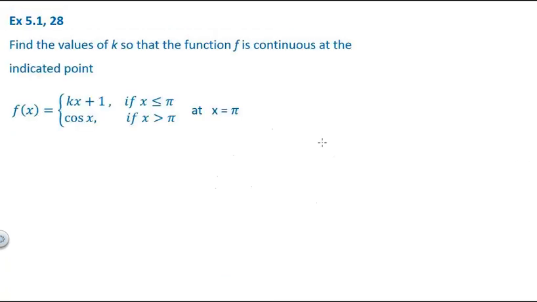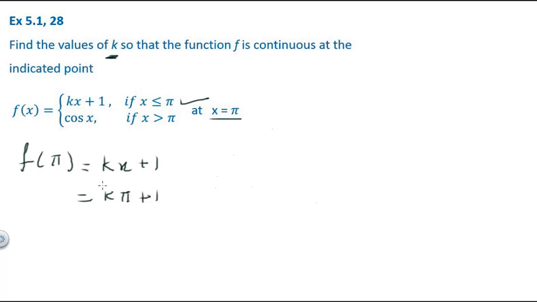Here comes question number 28, which is almost similar to the previous question that we have discussed. In question number 28, they are again asking you to find the value of k when the function is continuous at pi. As we have done in the previous question, same you are going to do here. Just to see, f of pi will be, see, equal to sign is here. So for x equal to pi, we are going to take the function as kx plus 1, which is k pi plus 1.